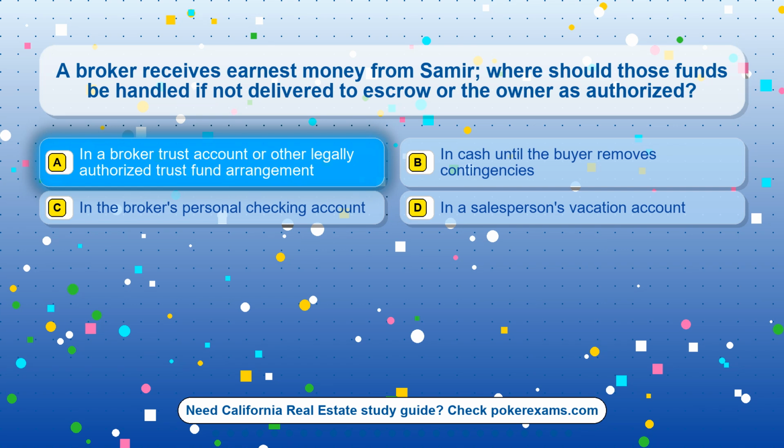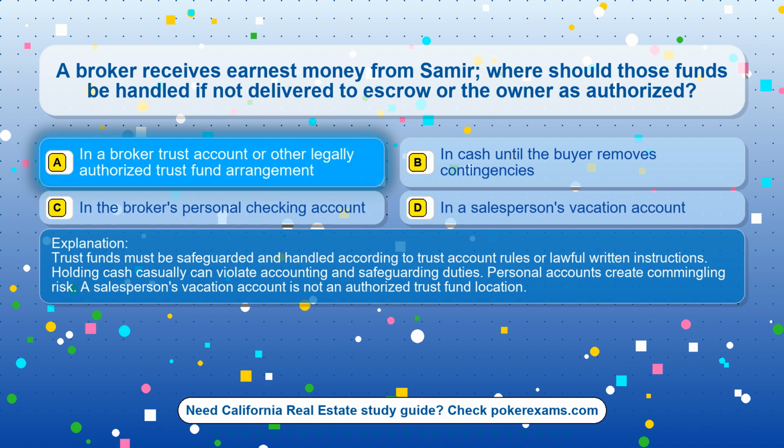The correct answer is option A. In a broker trust account or other legally authorized trust fund arrangement. Trust funds must be safeguarded and handled according to trust account rules or lawful written instructions. Holding cash casually can violate accounting and safeguarding duties. Personal accounts create commingling risk. A salesperson's vacation account is not an authorized trust fund location.